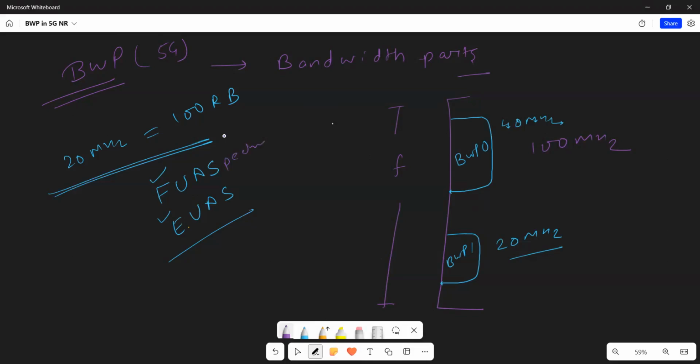So flexible means, let's say you need 20 megahertz from the 100 megahertz, so you can use BWP 1. And if you need 40 megahertz, you can use this BWP 0, right? And you can have 4 BWPs at max. So 4 you can define in UL and 4 you can define in DL. And this is different from the initial BWP.